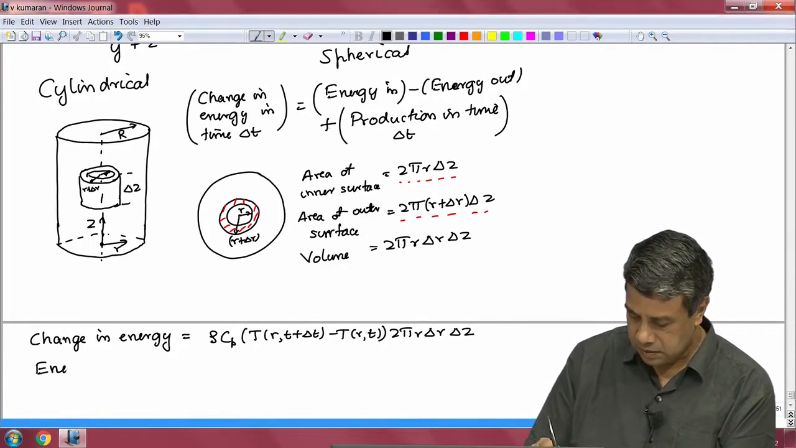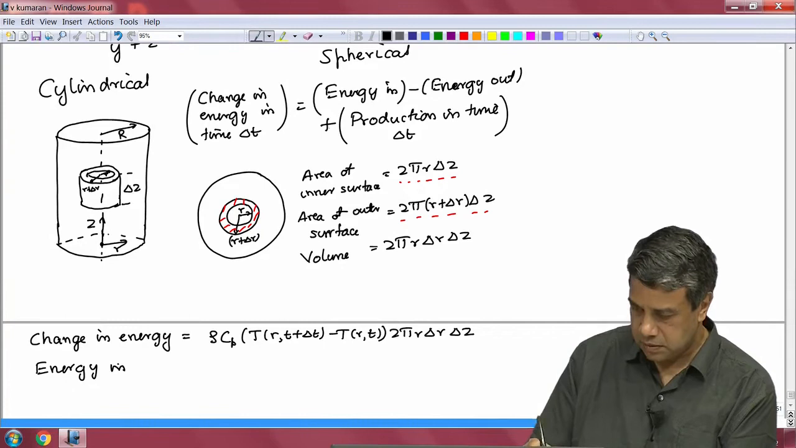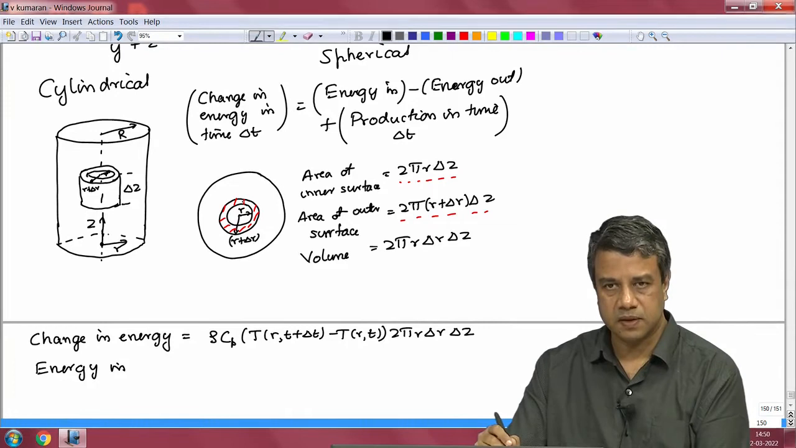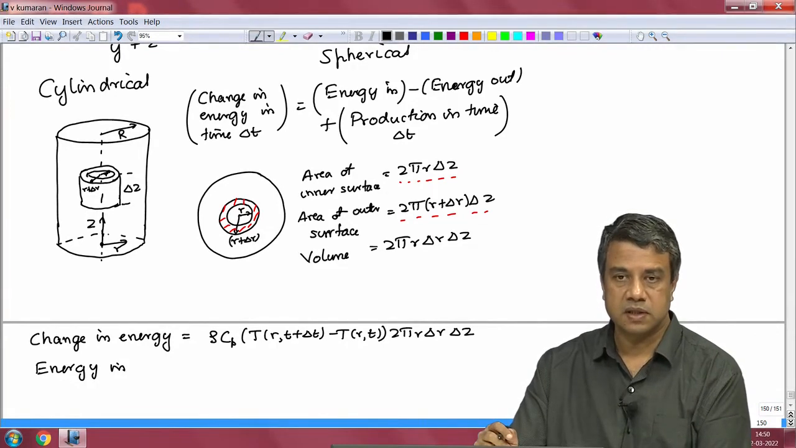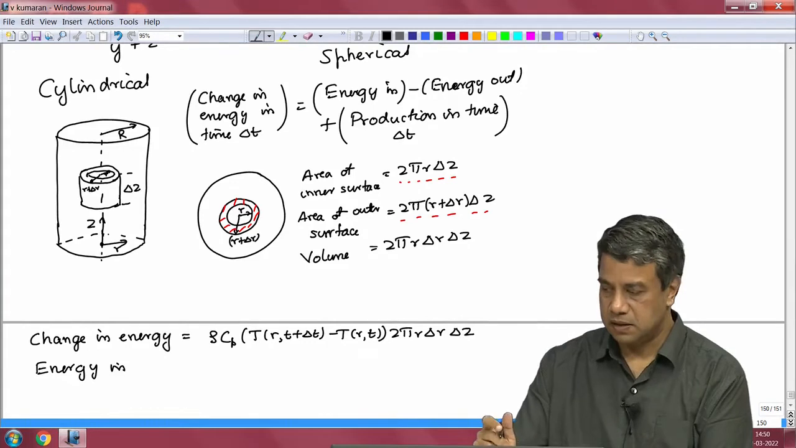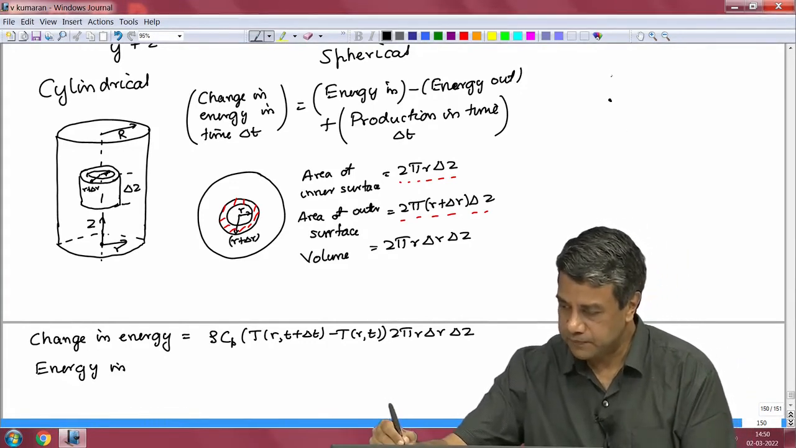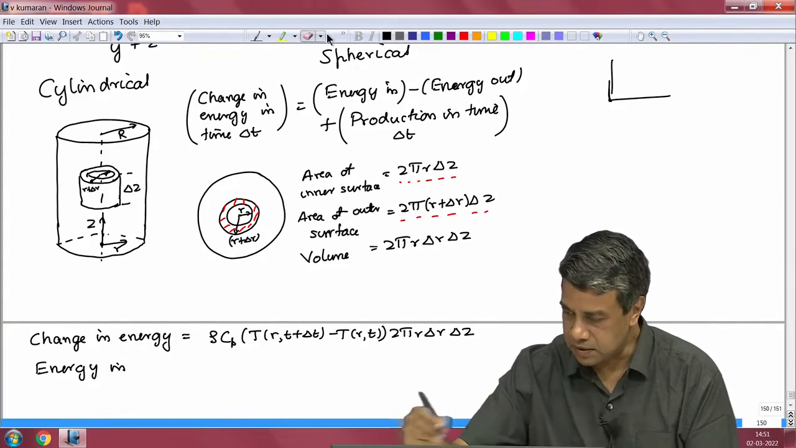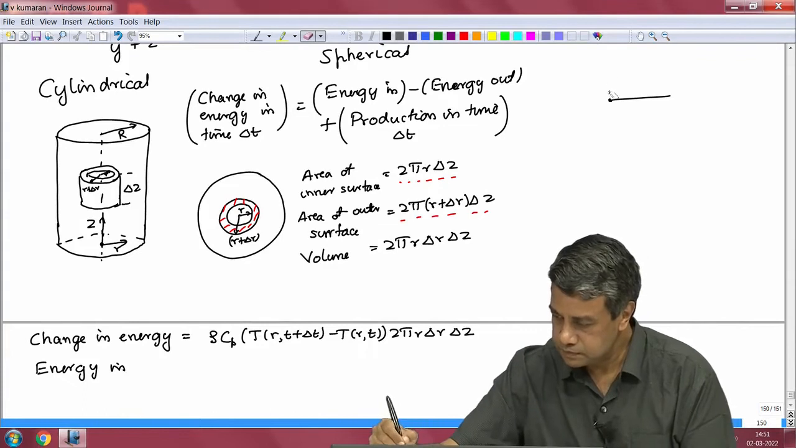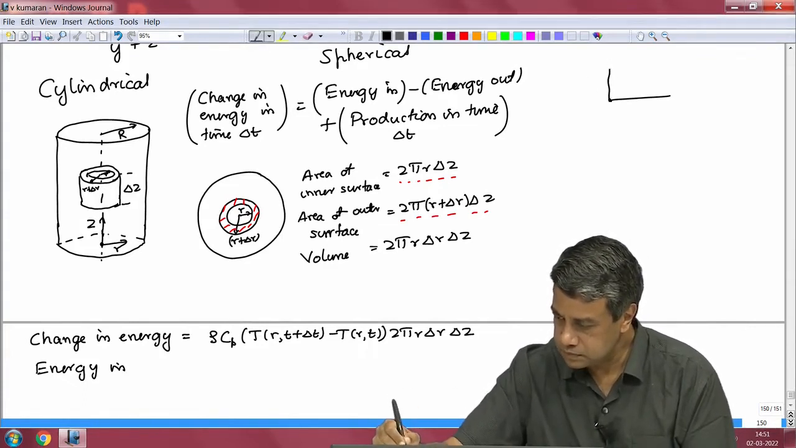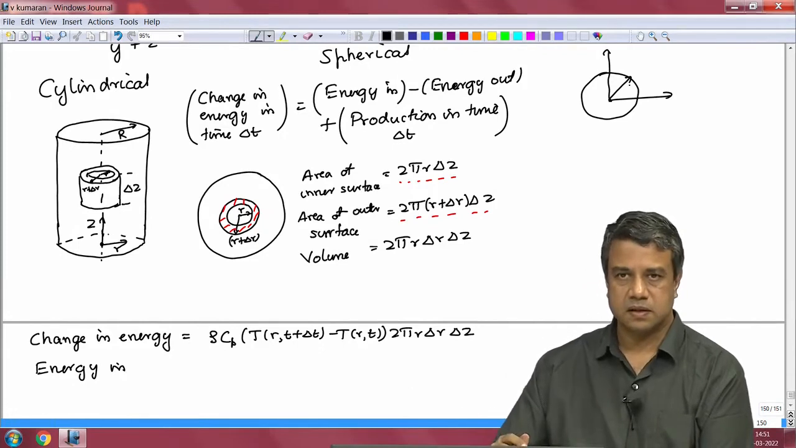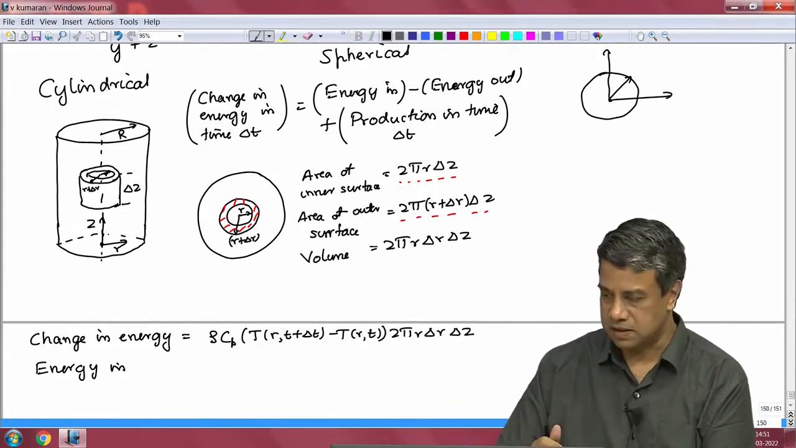Energy in: energy is coming in at the surface at r, because the coordinate that I have chosen, in the cylindrical coordinate system, is the distance from the origin. So, therefore, the radial coordinate is in this direction. It is increasing as distance from the origin increases.